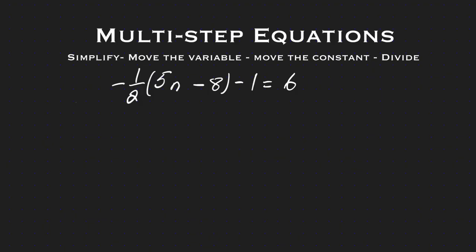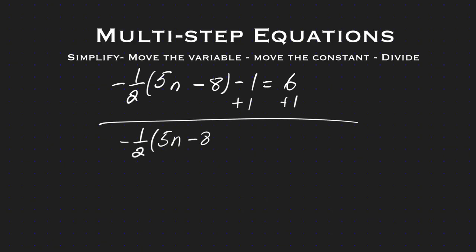All right, so there's different ways you can do this. I want to move the constant to the other side to make it easier for me. So I'm going to add 1 to both sides and then rewrite everything for now. Okay, so now I'm going to multiply both sides by negative 2, basically trying to get rid of the fraction. Okay, those two will cancel each other out. So now we're going to have 5n minus 8 equals negative 14.